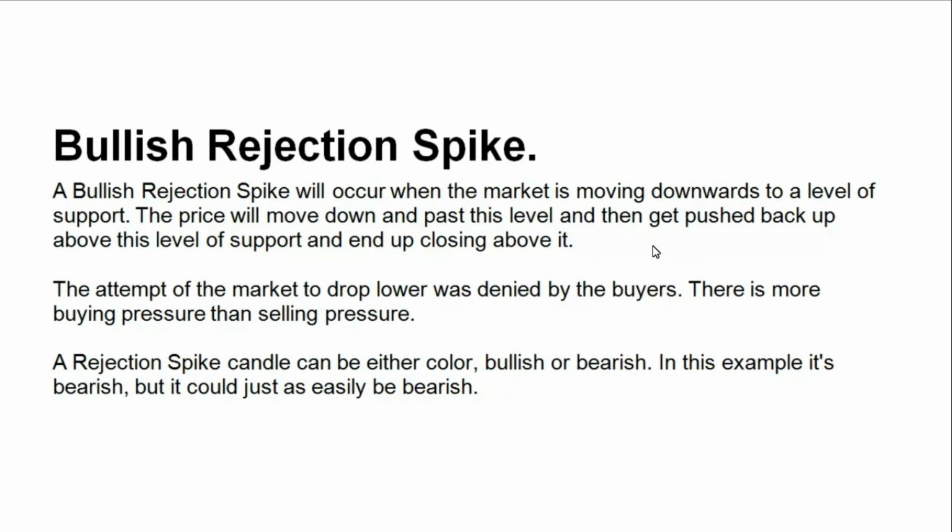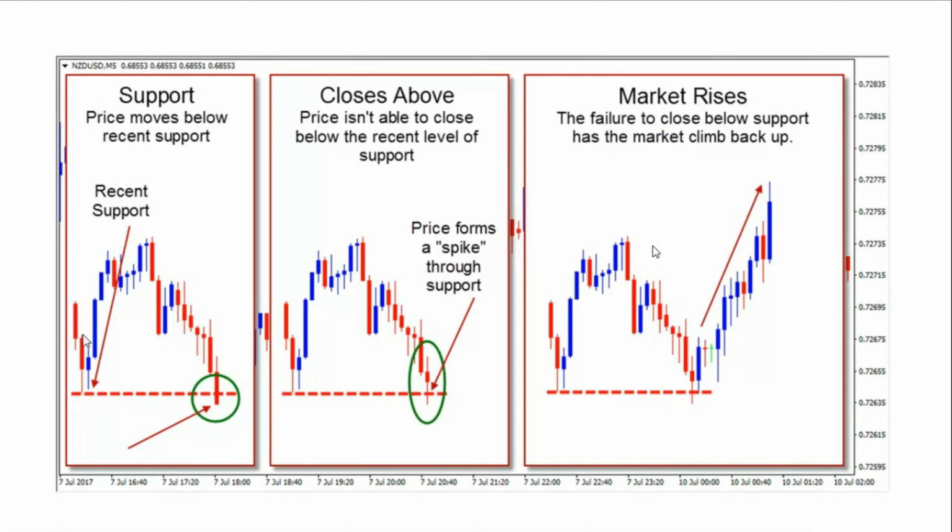So there is more buying pressure than selling pressure. A rejection spike candle can be either bullish or bearish in color. In the example I'm going to show you, it's going to be bearish. Now take a look at this support zone. The market went up, retraced back, and did this kind of thing. You can see this mostly on the volatility indices, V75, V100, V10, V50.